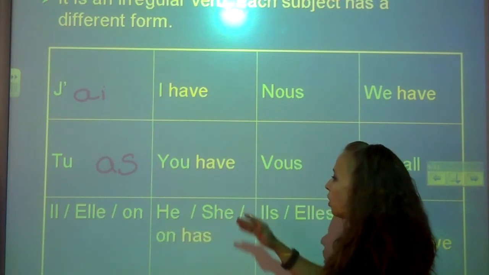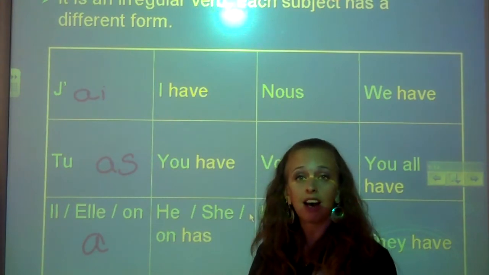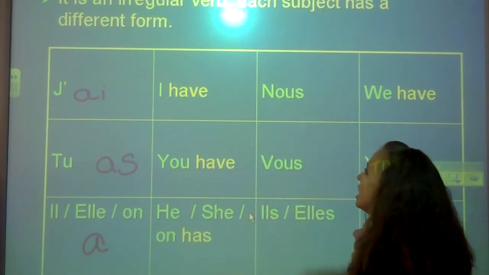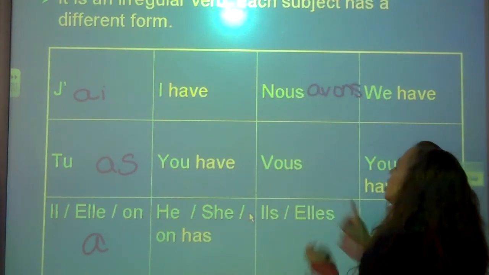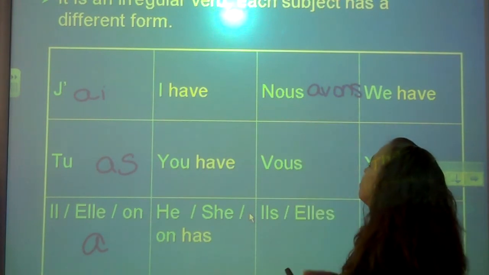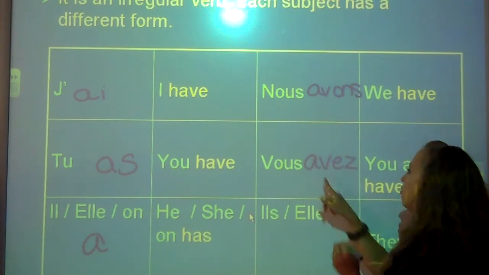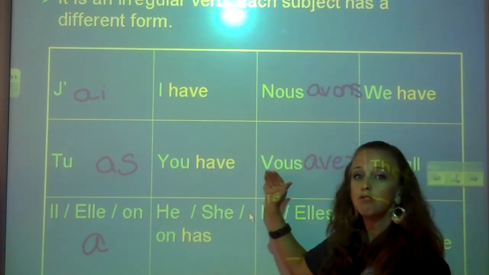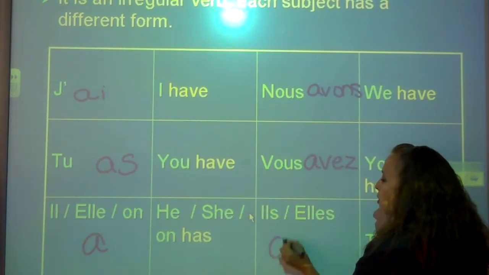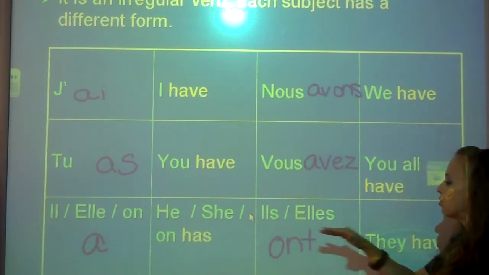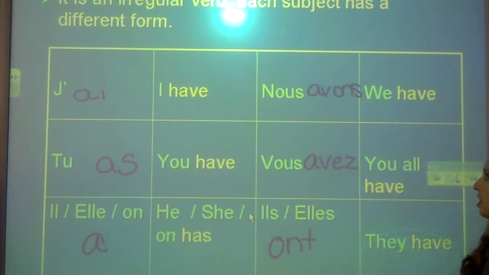To say he or she or one has, il, elle, on, a. Again, we had that in the expression elle a 15 ans. She's 15 years old. To say we have, nous avons, A-V-O-N-S. You pronounce that S in nous like a Z sound because a vowel follows it. To say you all have, vous avez, A-V-E-Z. Again, you pronounce the S in vous like a Z because a vowel follows it. And to say they have, you'll use the form ont, O-N-T. Ils ont. So those are our forms of the verb avoir to say that people have certain things.